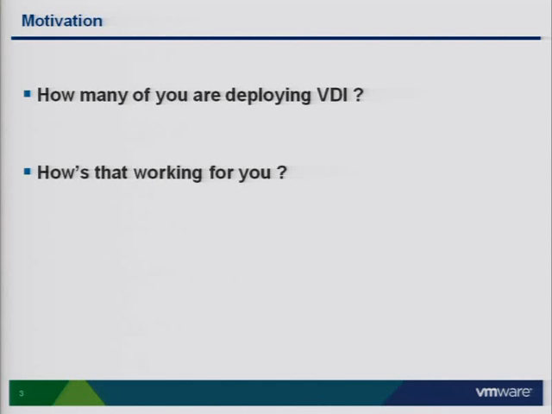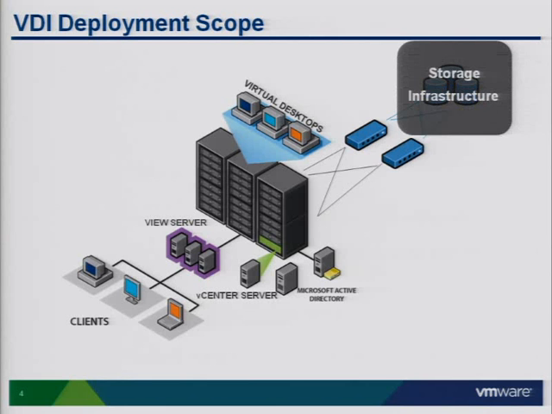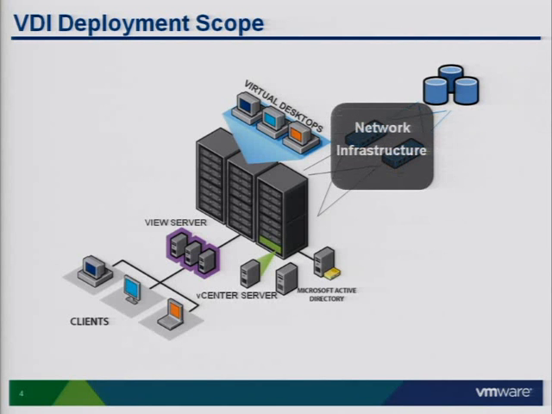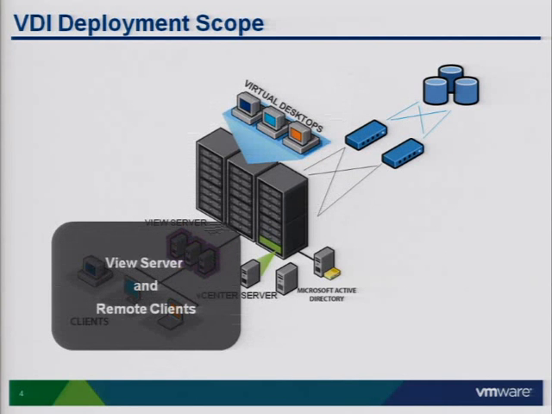We know there's a lot going on in a typical VDI infrastructure installation, and there are many moving parts. Let me explain. This is a typical VDI deployment slide where you have your storage infrastructure, your network infrastructure that connects your storage infrastructure to the server and virtualization stack. Then there is your broker infrastructure that brokers your user connections to the desktops.